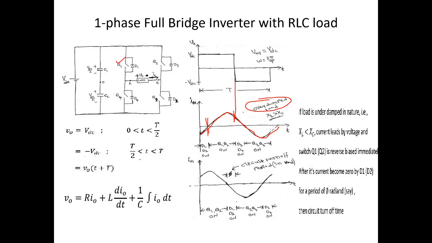But in case of underdamped, you can see that Q1 is conducting for this period. After this period, the Q1 current is made 0. Once the Q1 current is made 0, immediately D1 is conducting, which will apply reverse voltage across the switch. This way natural commutation is occurring. The current through Q1 is made 0 and immediately reverse voltage is applied. So this would ensure natural commutation, with no need of a separate forced commutation circuit.